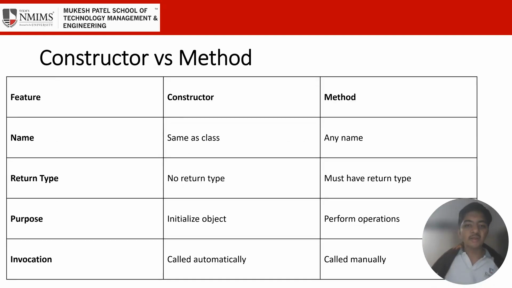Now here are the differences between a constructor and a method, because we all know overloading occurs in both of them. Constructor and method overloading. Name: same as the class, while a method can be set to any name. Return type: no return type, while a method must have a return type. Purpose: constructors initialize objects, while methods perform operations. Invocation: constructors are called automatically, while methods are called manually.